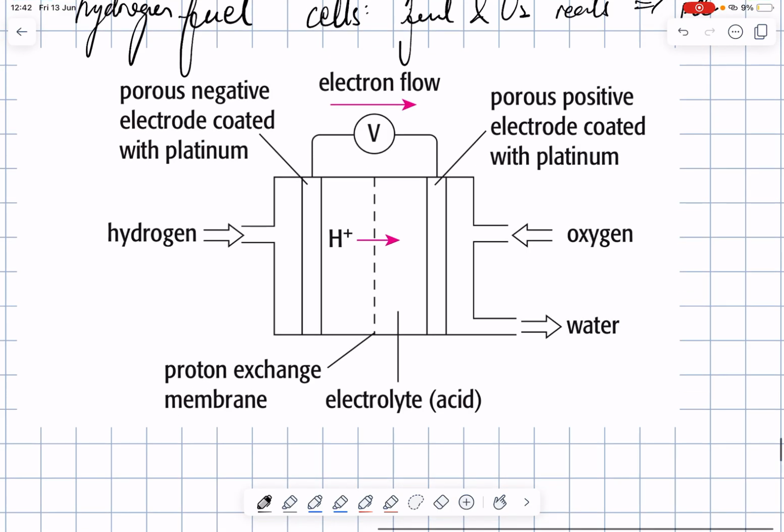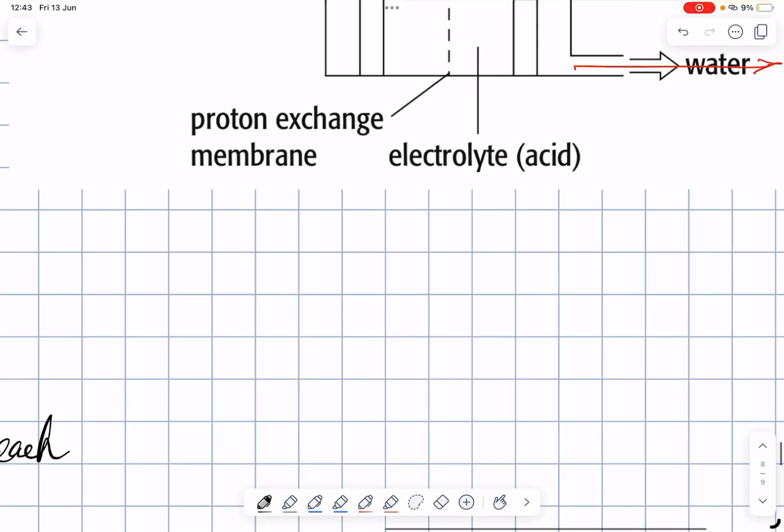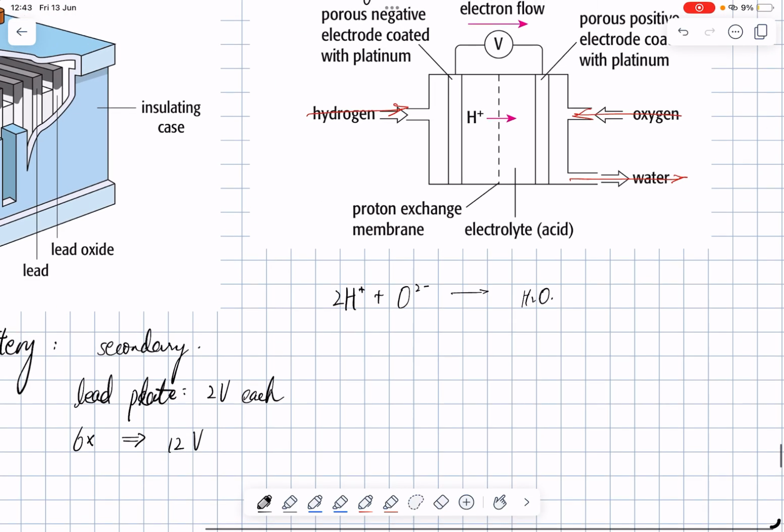So hydrogen enters by here and oxygen enters by here. The product will leave as water here. Here are two porous electrodes coated with platinum for these two to react, and the general equation is just a very simple one, like this.